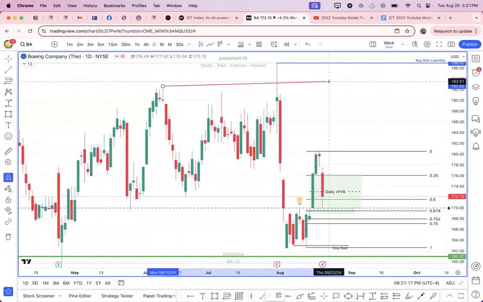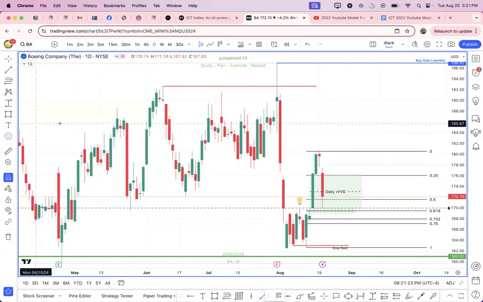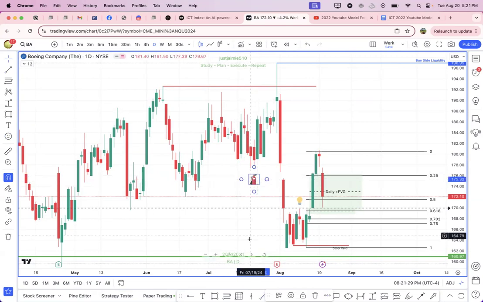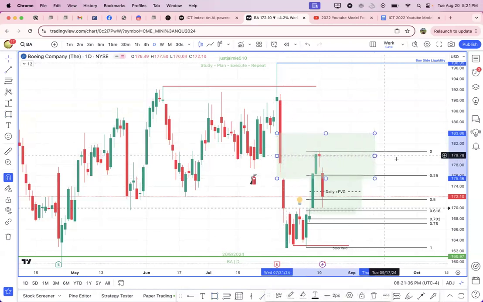What is this? Liquid. We don't care about that, Jamie. We don't care about that. No, we don't. Bearish. Don't, because that's what we don't need. You know what I mean? Even if you can catch it up to the consequent encroachment up here, you know what I mean? Or maybe the gap fill or something.